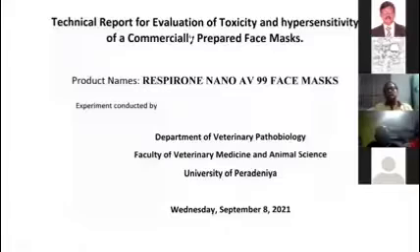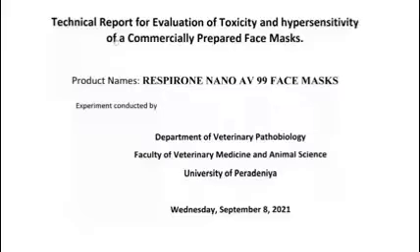And also the safety. That was an issue that the microbiologist raised for more than several months to get an NMR certificate. We know that they are non-toxic, but we had to do this toxicity and hypersensitivity test using mouse models, and we had to sacrifice about 50 mice, unfortunately, but not me. Professor Jayanta Rajapaksa, professor of veterinary pathobiology in our vet faculty, did it. Our product is named Respirone Nano EV99 face mask, and the test ran over 3 months.